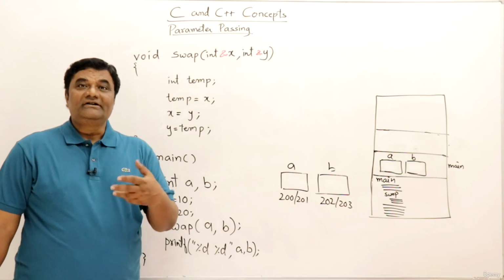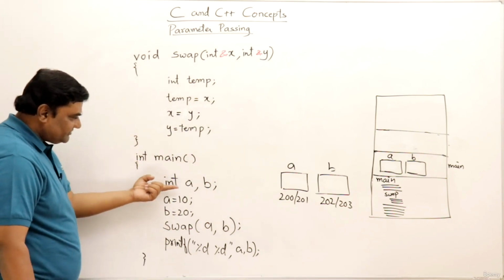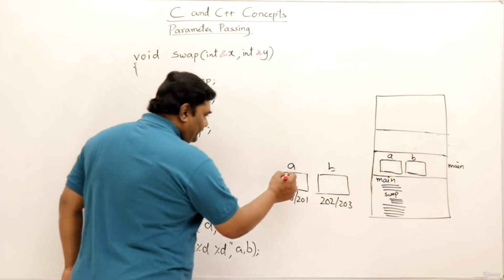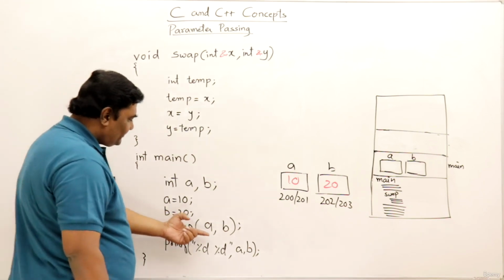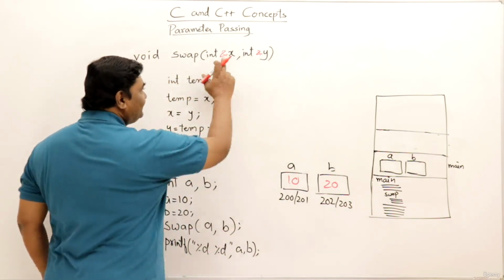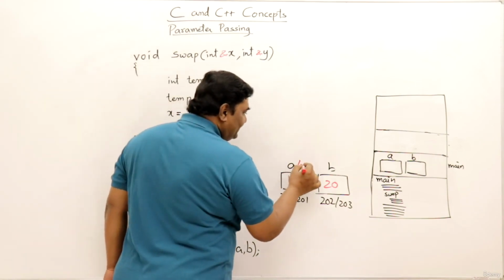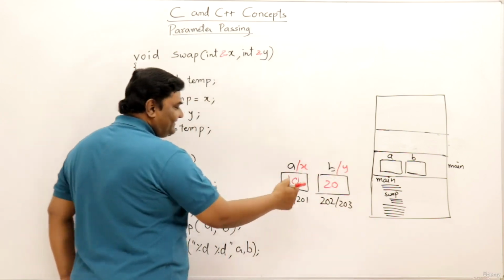Now, how it works. See this. Let us start. Program starts from main function. A and B are two variables, okay? Then A is having value 10, B is having value 20. Swap function is called by passing A and B. A and B are passed to X and Y. X becomes a reference to A, Y becomes a reference to B. Reference is nothing but alias or another name or a nickname to a variable. So this itself is X and that itself is Y.